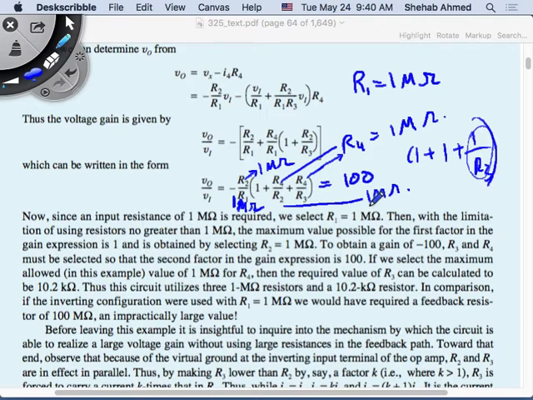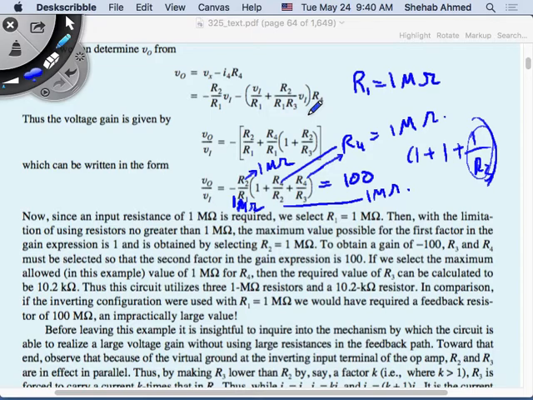Yes, I'm confused about the negative sign. You're confused about the negative sign? Why? It's an inverting amplifier. They want an inverting amplifier. From the derivation, it happens to be an inverting amplifier. That's what they asked for.